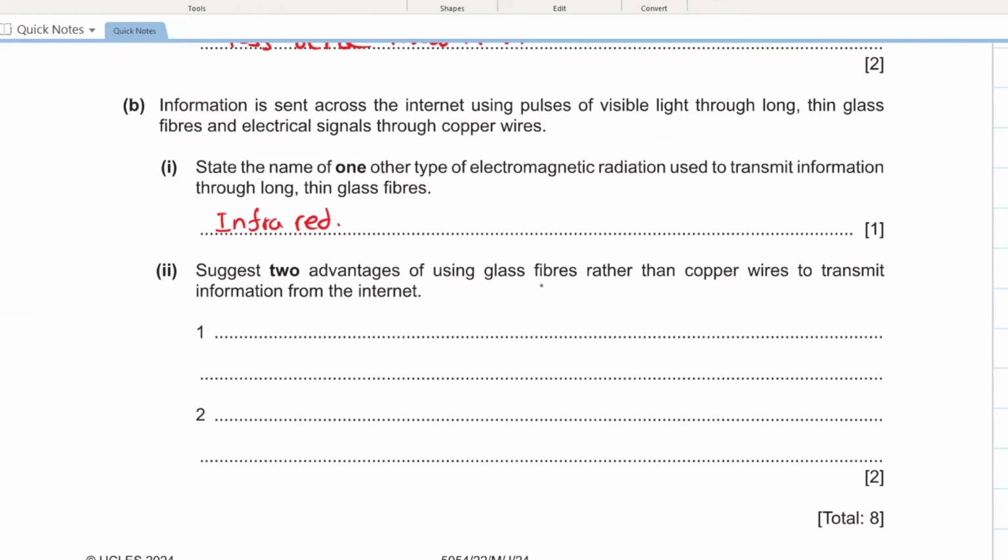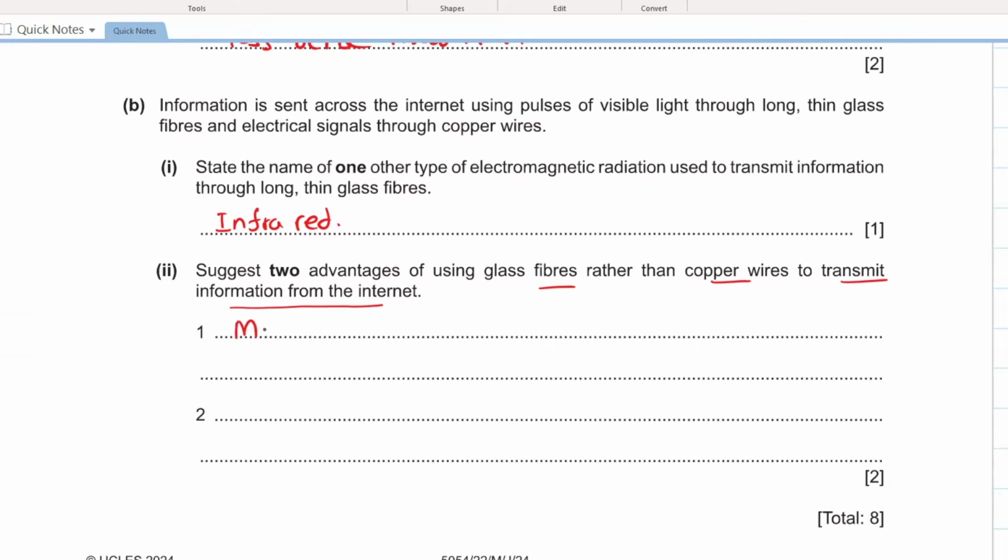State two advantages of using glass fibers rather than copper wires to transmit information from the internet. Beta, this is about optical fibers. Why are optical fibers more advantageous than copper wires? They are more secure, you can say.